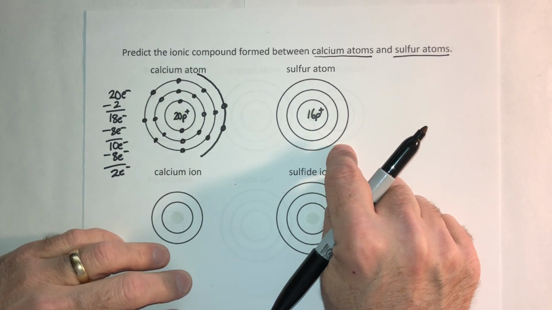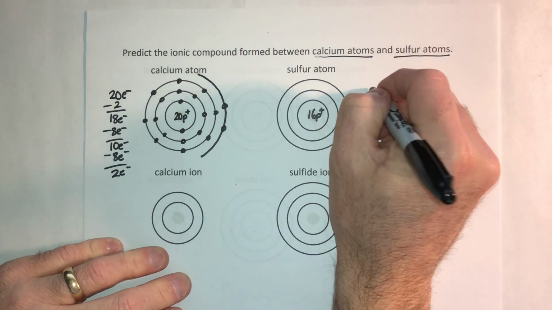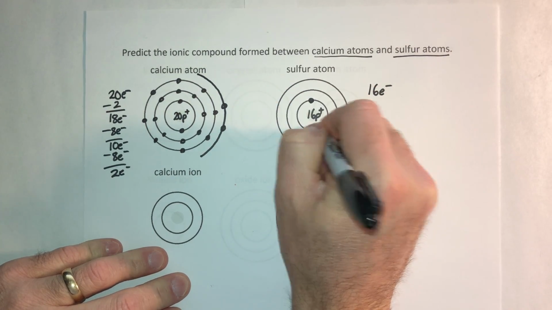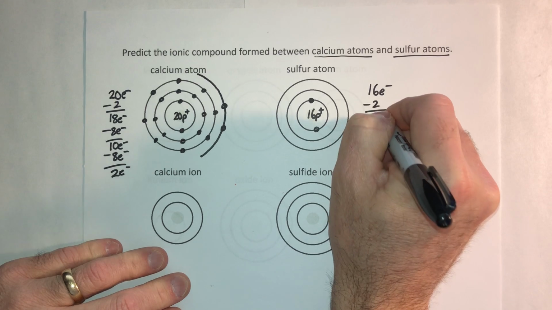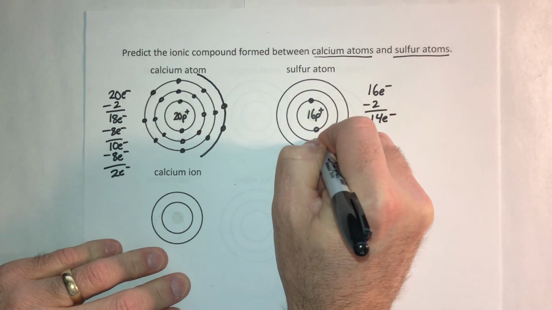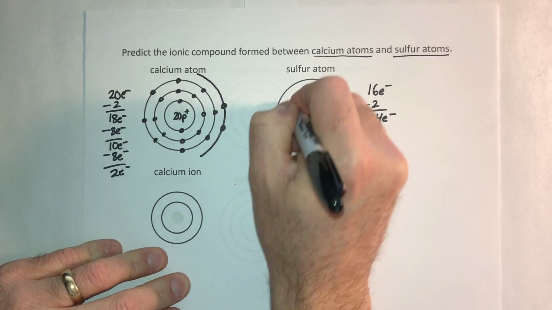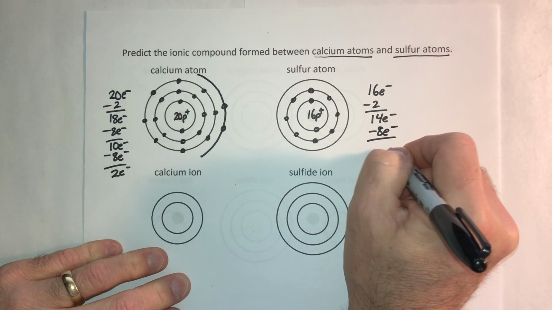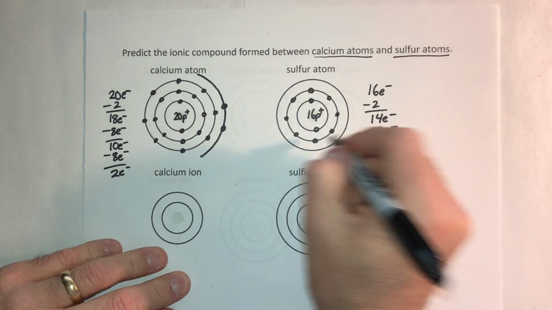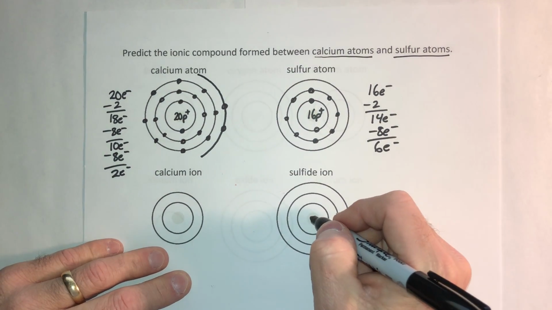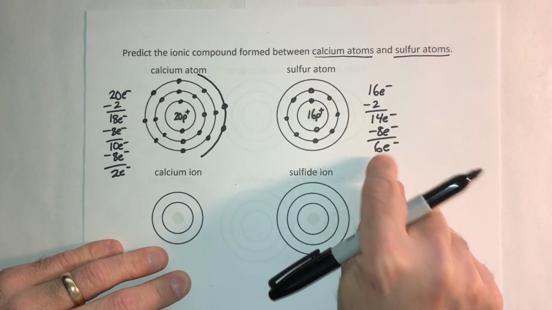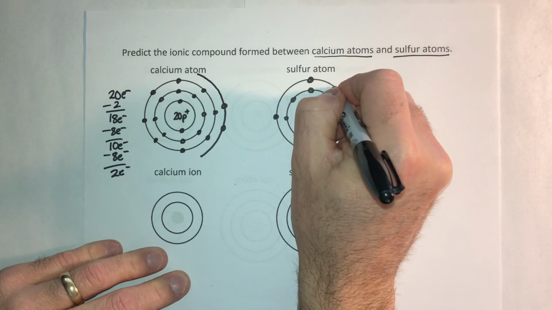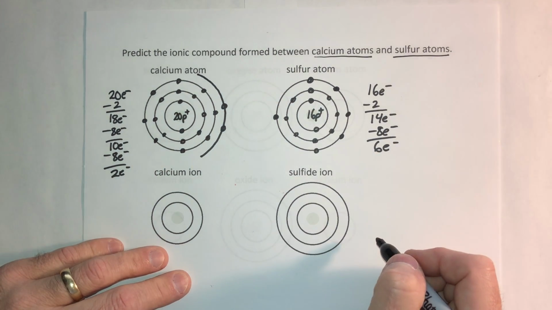So let's move over to the sulfur. Sulfur has 16 protons, so it would have 16 electrons. 2 go in the first ring, so subtract off 2 leaves me with 14. 8 go in the second ring. 5, 6, 7, 8. So I've used up 8 more, and I'm down now to 6. Now this third ring can hold 8 electrons, but I've only got 6 left. So let's put 6 there. 1, 2, 3, 4, 5, 6.